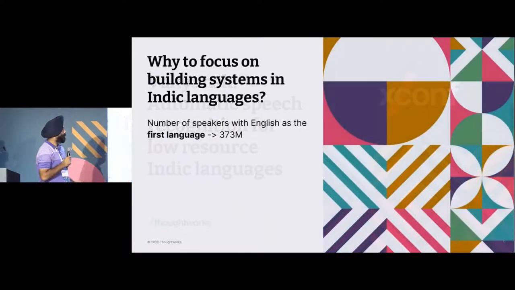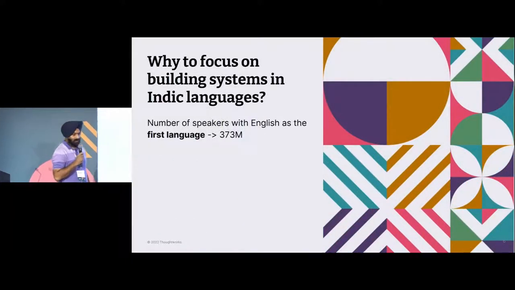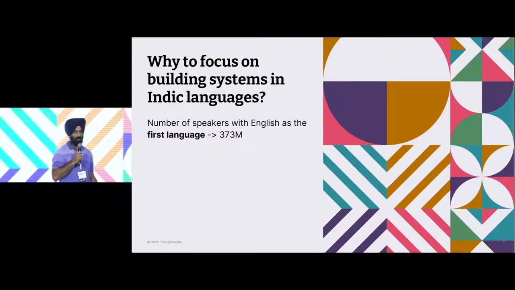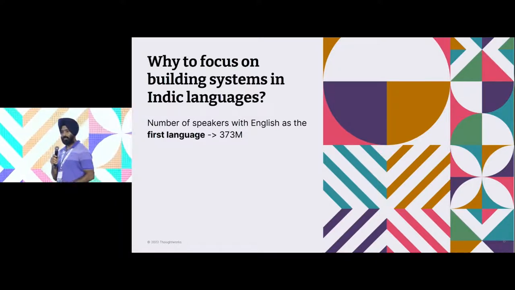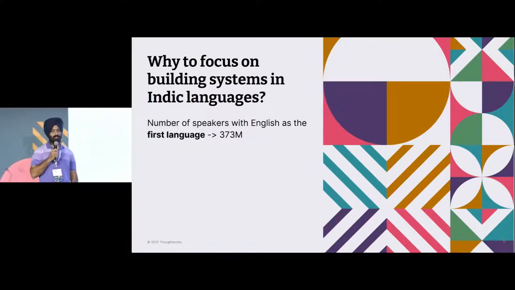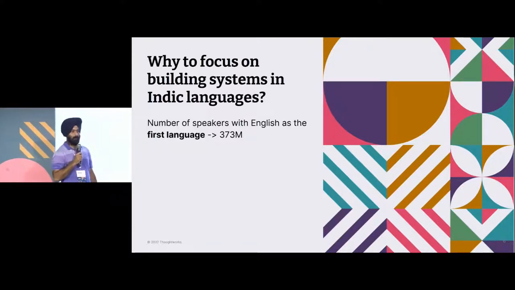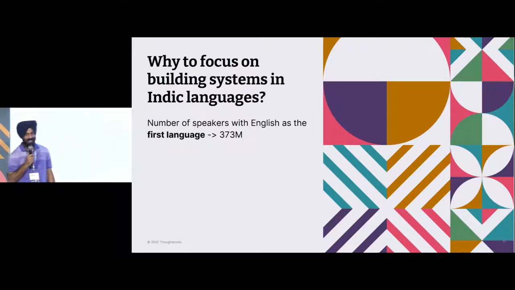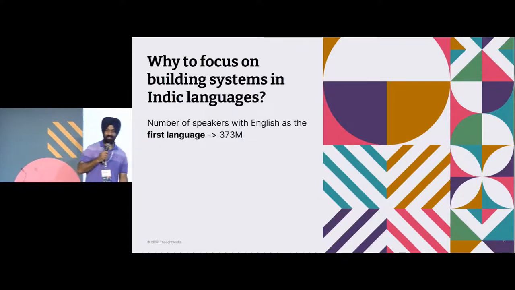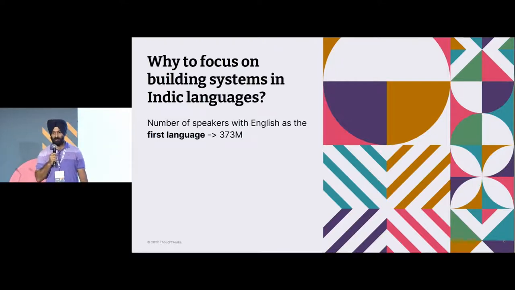So I'll give you one very interesting statistic. The number of speakers with English as the first language in the world is 373 million, okay? So the number of speakers of English as a first language in the world is 373 million. Can you guess how many speakers there are for Hindi as a first language in India? Anyone else? Sorry? 50 crores. That is 500 million, if I'm not wrong, right?